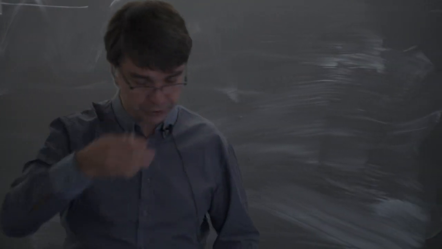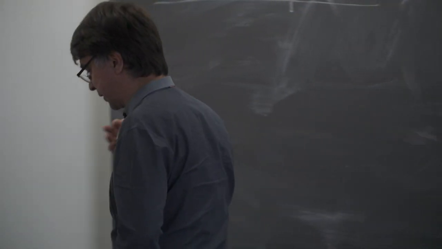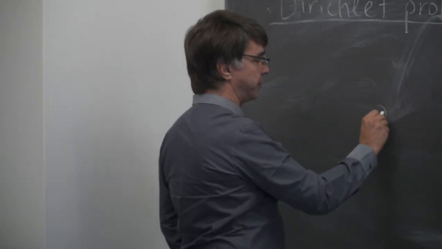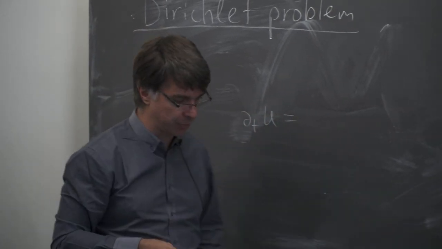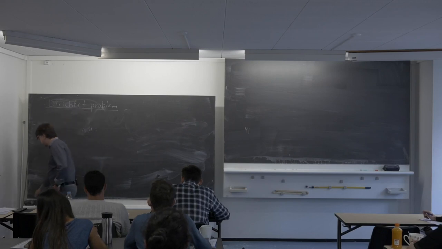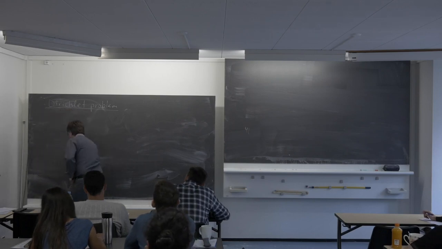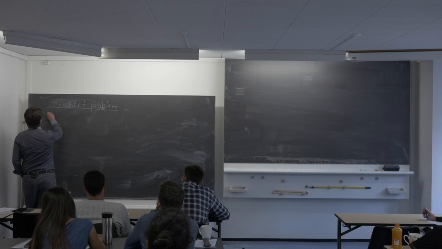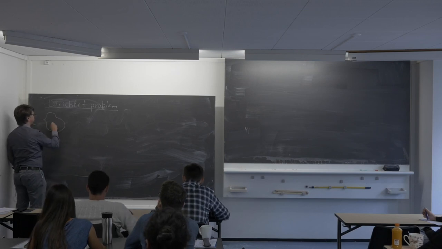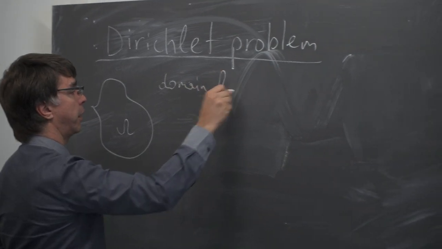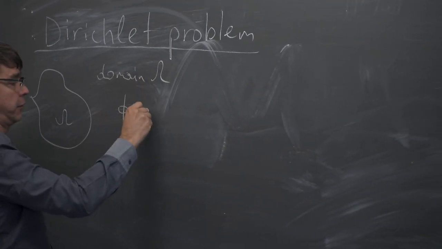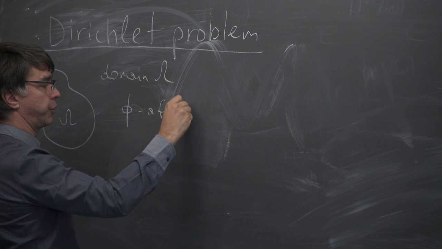There is also a heat equation, which says that the derivative in t of the temperature is equal to the Laplacian of the temperature, but that we're not discussing today. But if it's stationary, you need to solve the following problem. So we have a domain omega, and phi, a function on the boundary.